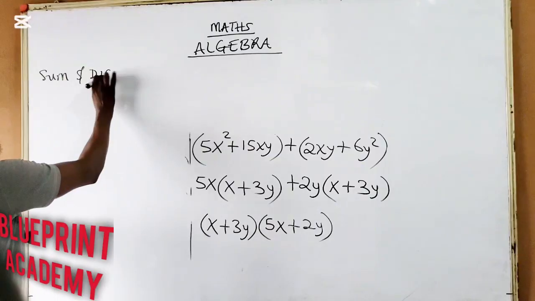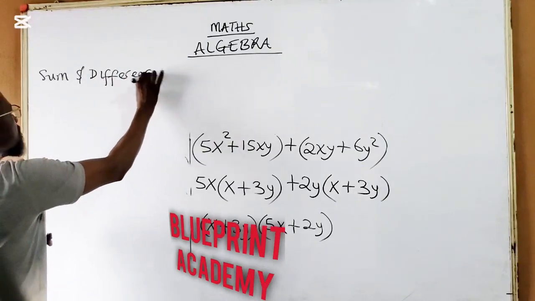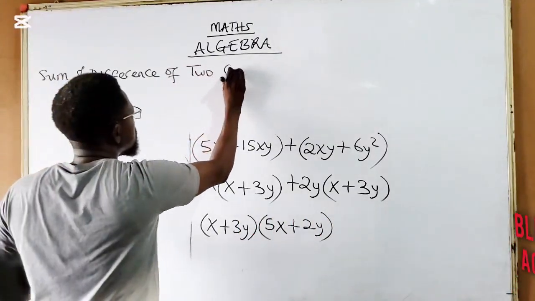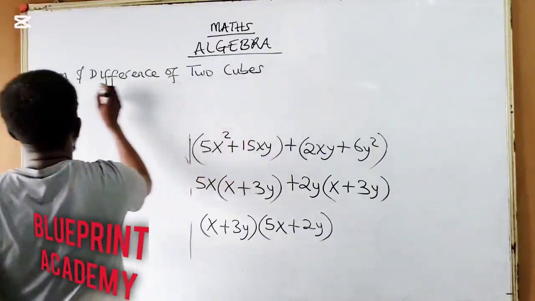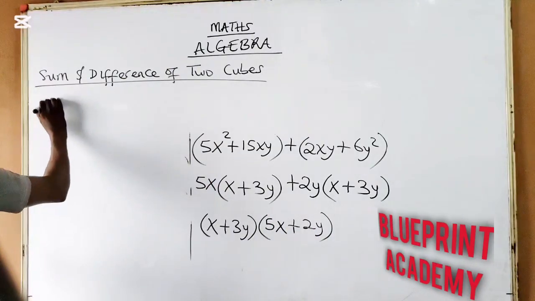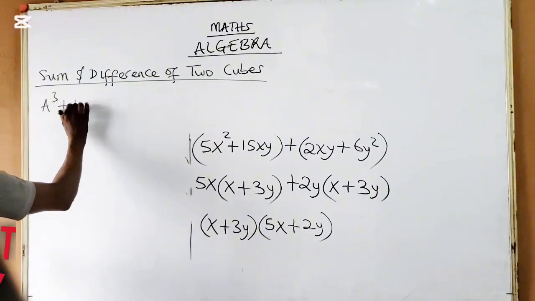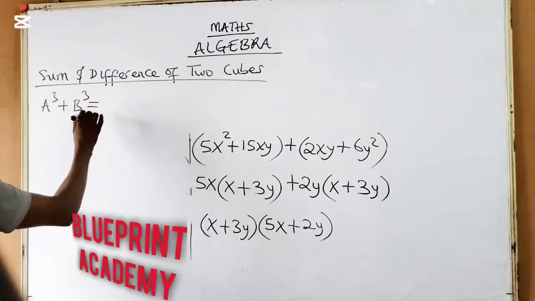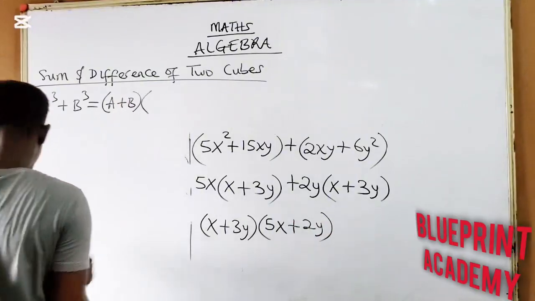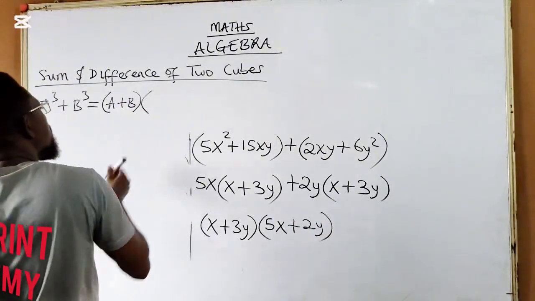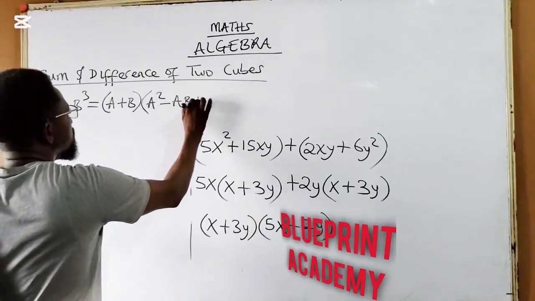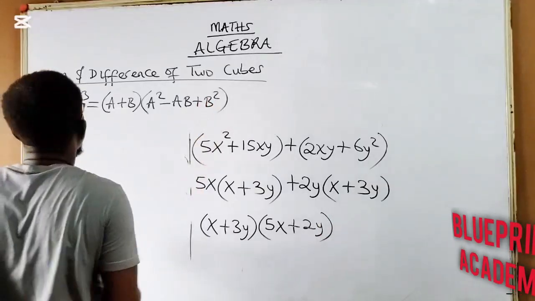Sum and difference of two cubes. The formula says if we have a cube plus b cube, this is the same thing as a plus b, then a squared minus ab plus b whole squared.